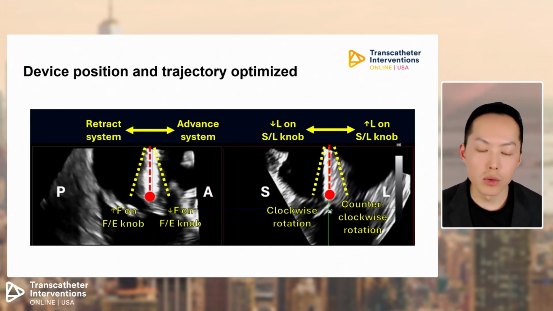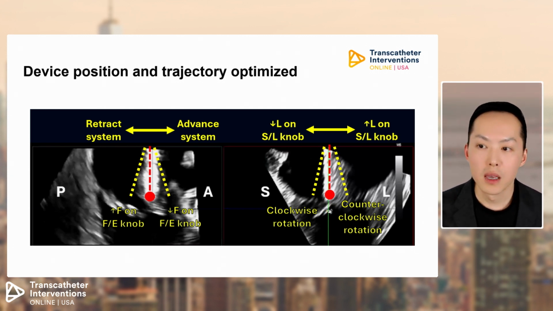Clockwise rotation of the guide is going to take us septally, but of course, the whole system is going to move. So the trajectory also changes slightly, and counterclockwise will do the opposite. And then we also have this SL knob that, as you place more L on it, is just going to translate the entire system towards the lateral annulus.